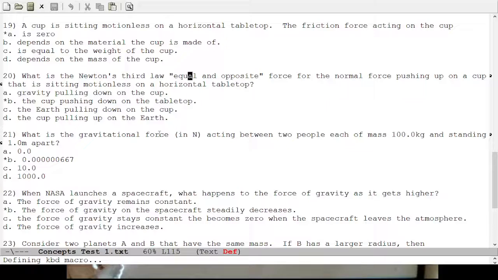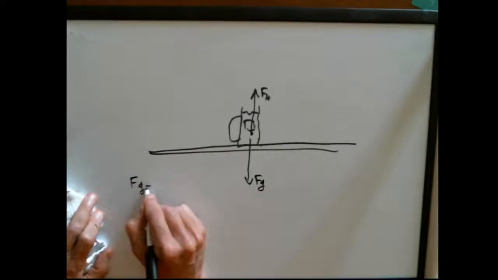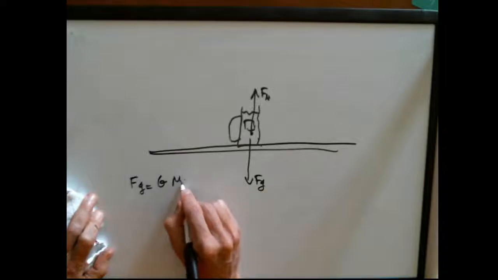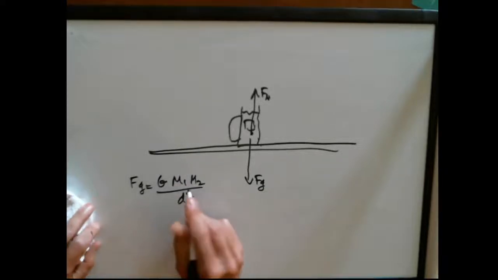What is the gravitational force acting between two people with mass 100 kilograms standing 1 meter apart? Right. The answer to that is B. It just comes from the formula. I did this exact example in the lecture. It's the force of gravity. It's this constant G times mass of 1 times mass of 2 over the distance between them squared. If you want, you can call that an R. It doesn't matter. It just represents it.